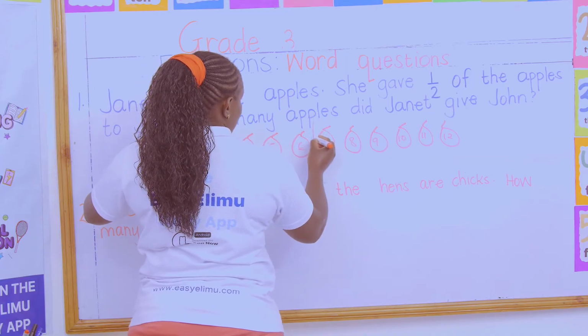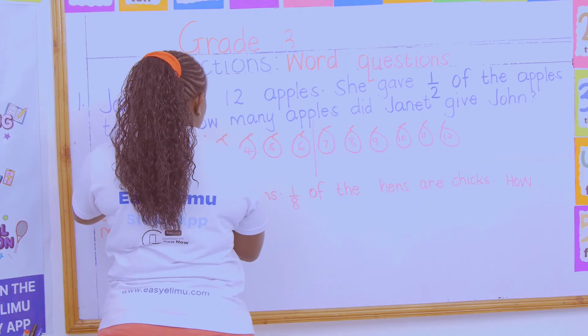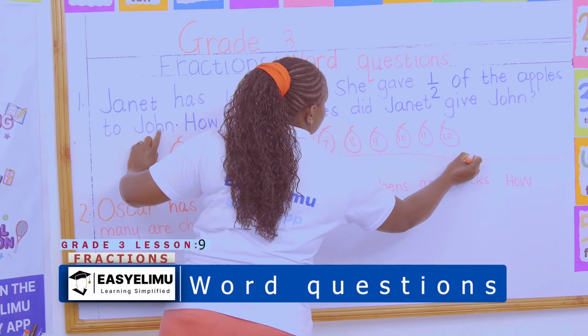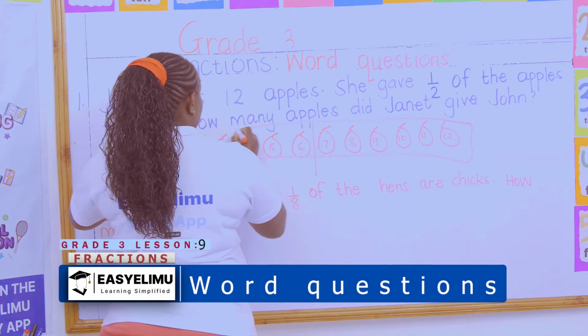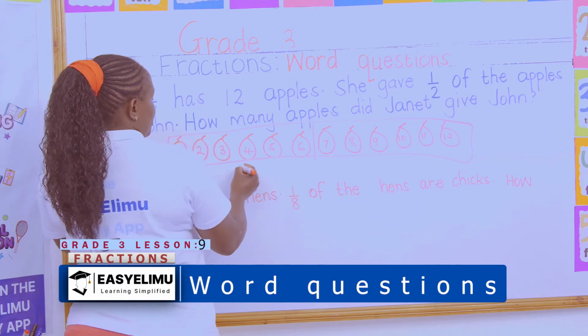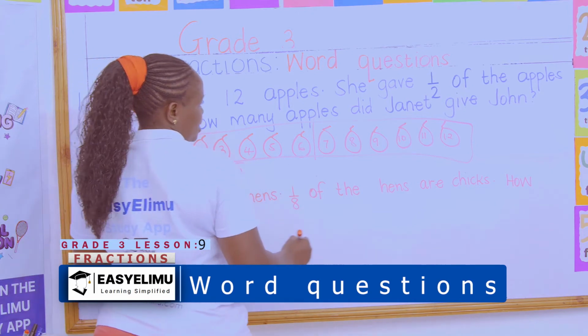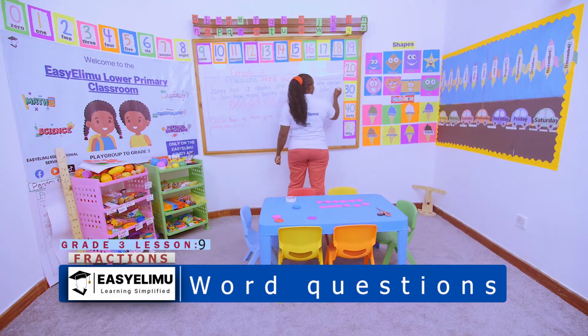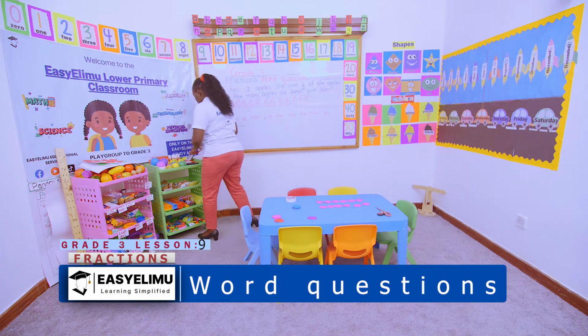So when you share them equally, this is what John got and this is what Janet got. So we are being told how many did each get? 6. So how many was given to John? 6 apples. Very good.